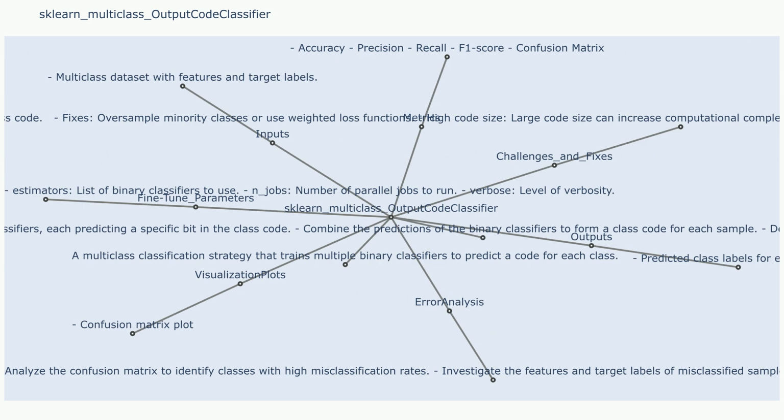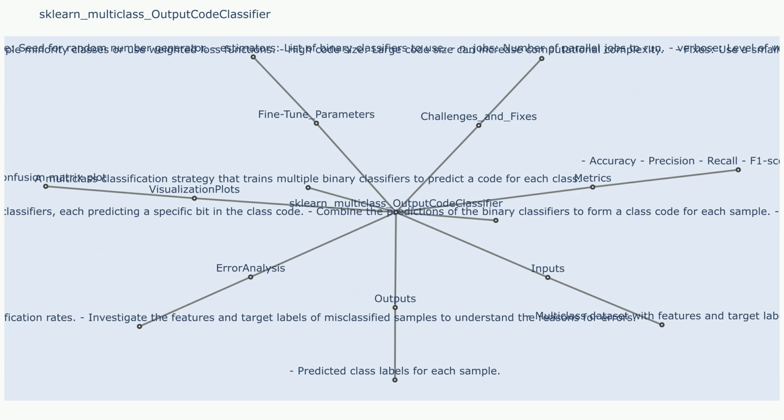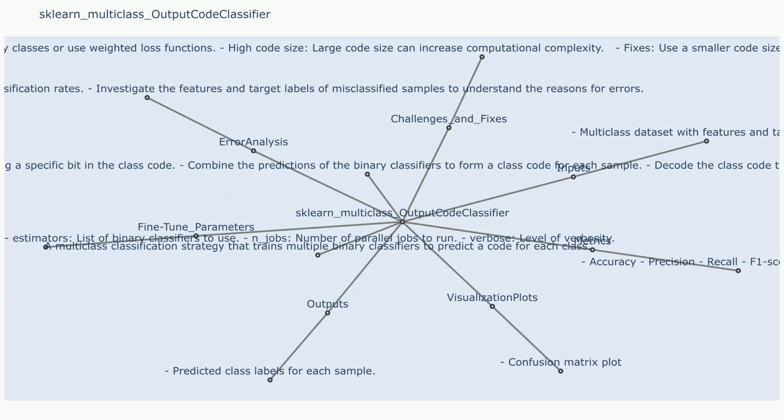Challenges and fixes. Challenge 1, the output code classifier can be sensitive to the choice of code size. Sample use case that resulted in challenge 1: if the code size is too small, the classifier may not be able to distinguish between different classes. Fixes to challenge 1: increase the code size until the classifier achieves good performance.